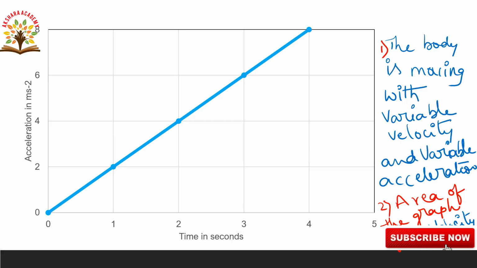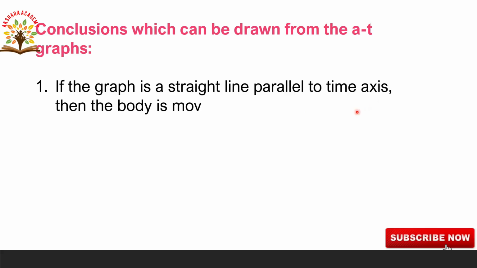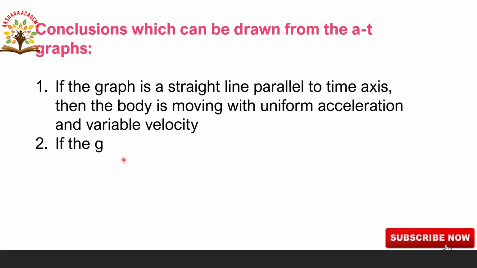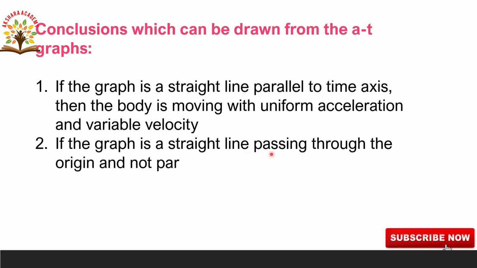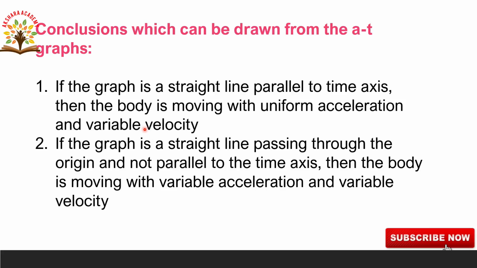Next, conclusions. The conclusions which can be drawn from the acceleration time graph. First, if the graph is a straight line parallel to the time axis, then the body is moving with uniform acceleration and variable velocity. The second conclusion is, if the graph is a straight line passing through the origin and not parallel to the time axis, then the body is moving with variable acceleration and variable velocity. These two are the conclusions which can be drawn from the AT graphs.